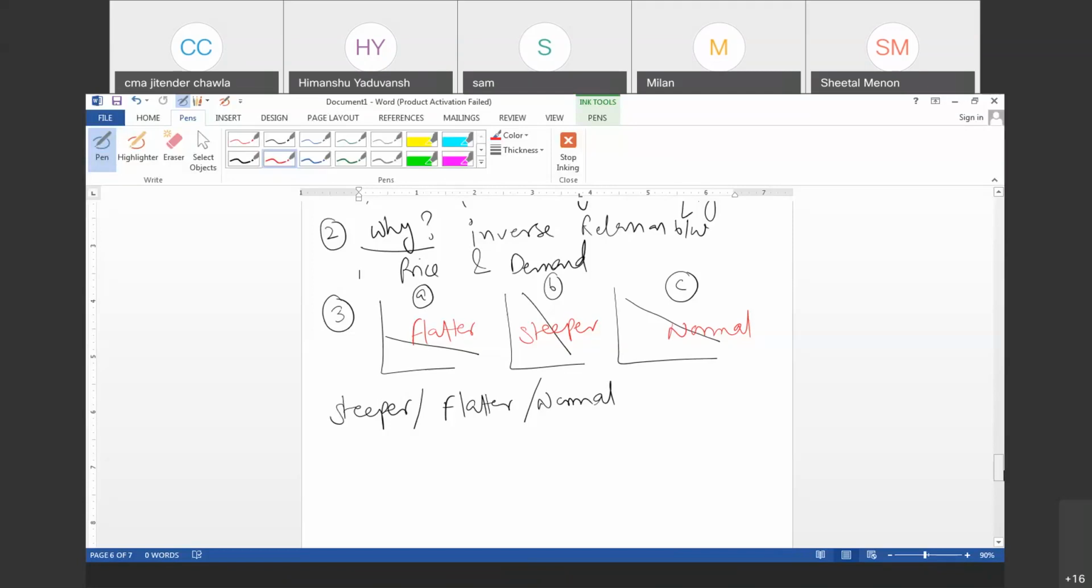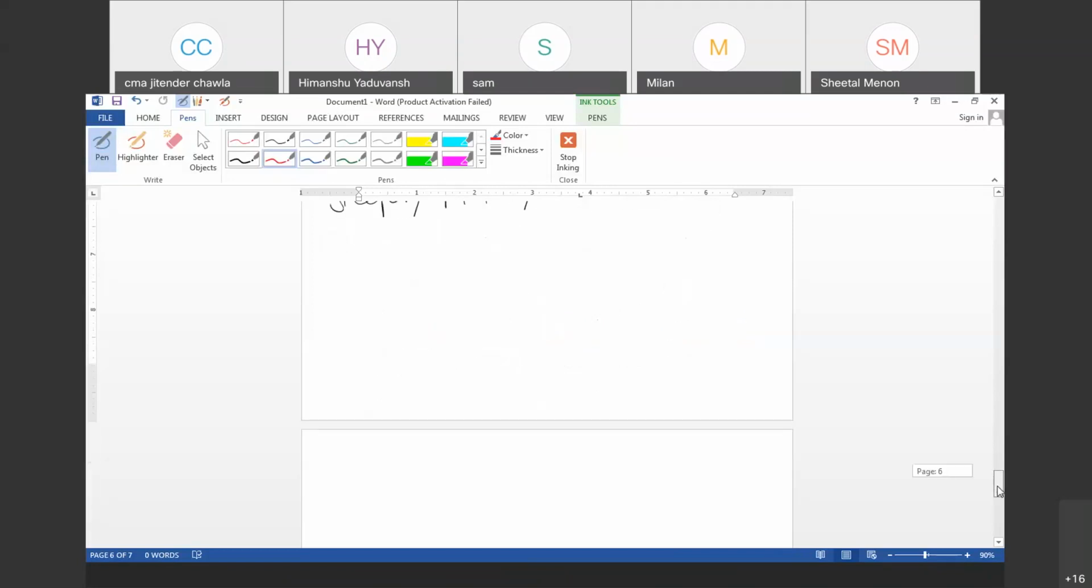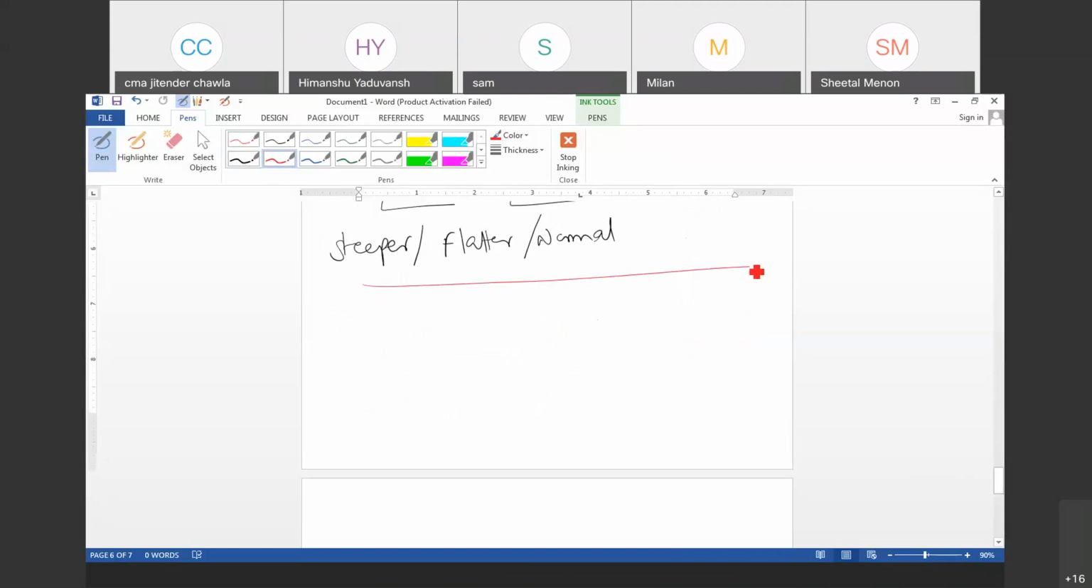You can tell me the next one, demand function. Have you read this topic, demand function? We have two topics to do: demand function and exception of law of demand. First I do demand function and then I come back to exception of law of demand. One question is asked, what do you mean by demand function?